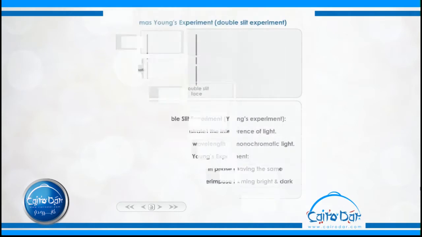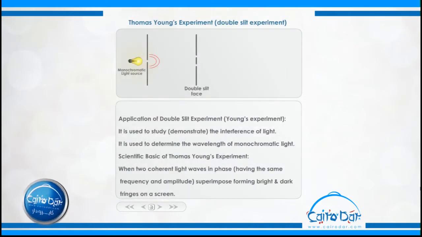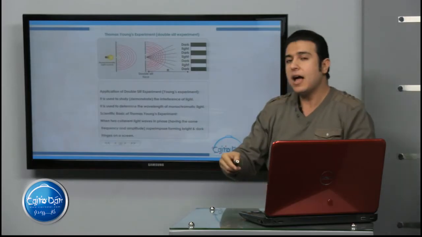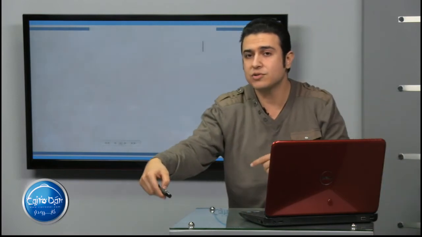What about the Thomas-Young's experiment? We have here a monochromatic source of light, cylindrical waves, a double slit screen. We can receive it on an observation screen, as you see. I'll repeat it again. Please, you have to concentrate well.